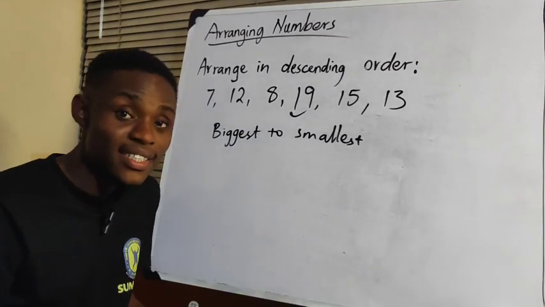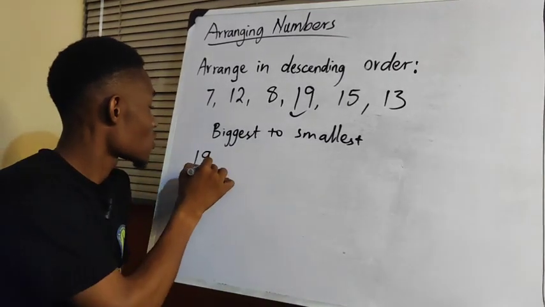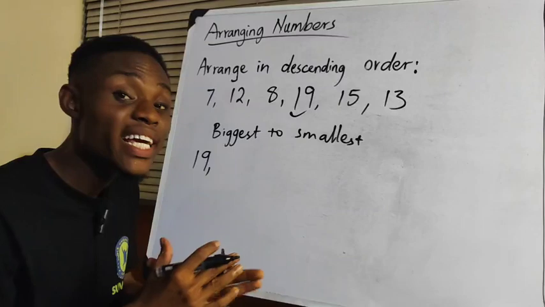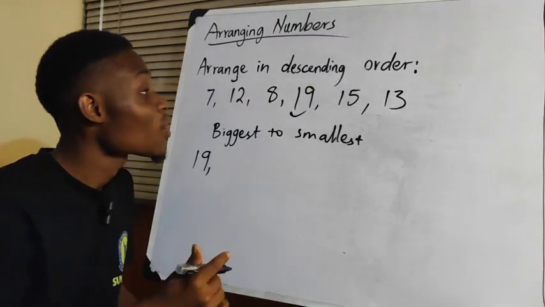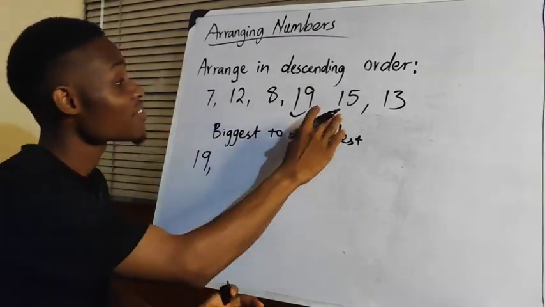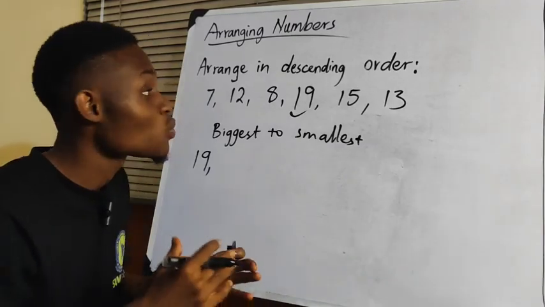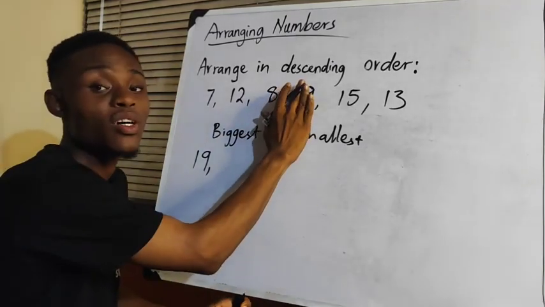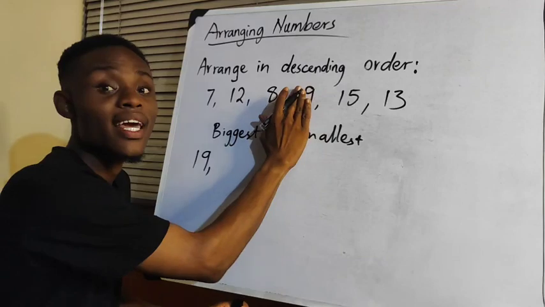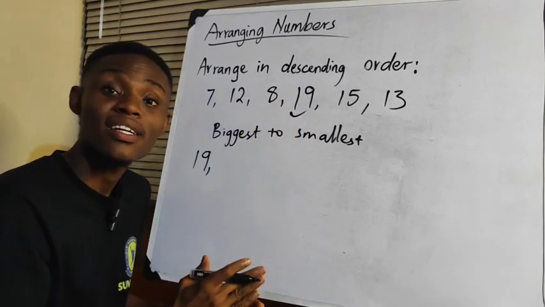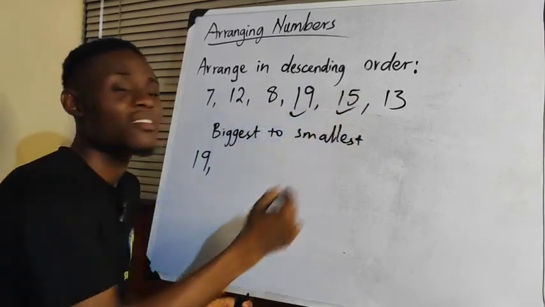Now we are going to write the 19 first, okay? So remember, we are going from the biggest share to the smallest share. Now I have taken away 19. Look at the rest of the numbers. Which of the numbers now is the biggest? Which one will you take? Assuming we cover this 19. There is no 19 here. Which is the biggest share? 15. Correct. Good job.